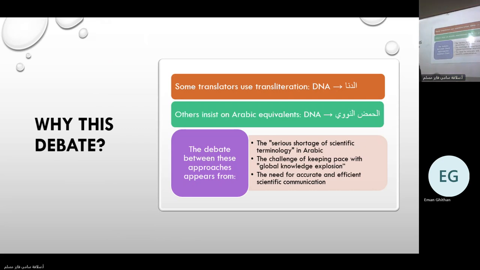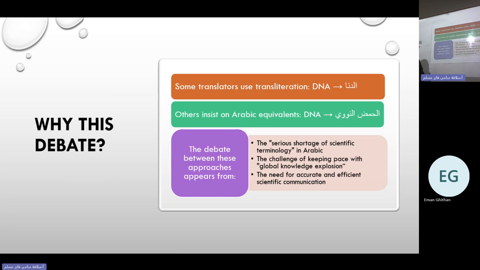Why is there this debate? For example, some translators use transliteration. Who are these? We just talked about them. Who are they? Modernists, you guys. Okay. So some translators use transliteration, like DNA, دنا. Others insist on Arabic equivalents. Who are they? Purists. DNA, الحمض النووي.